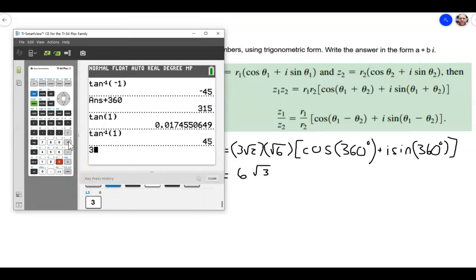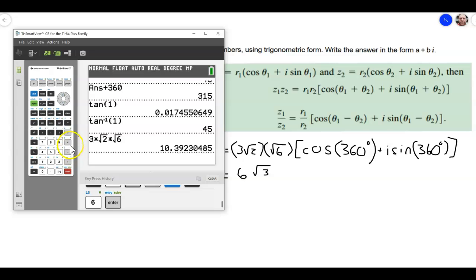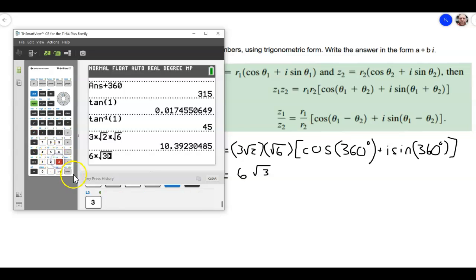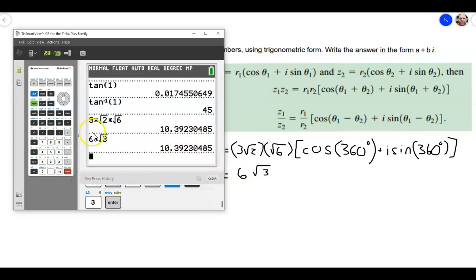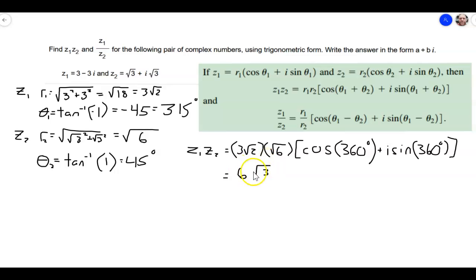So 3 times the square root of 2 times the square root of 6. And I'm saying that should be equal to 6 times the square root of 3. And sure enough, if you have a question about it, just multiply them out and you should get the same decimal approximation. So that's what that is.